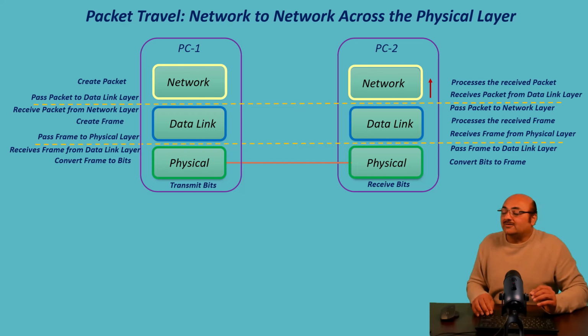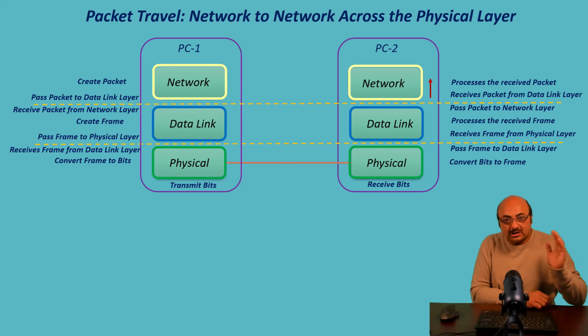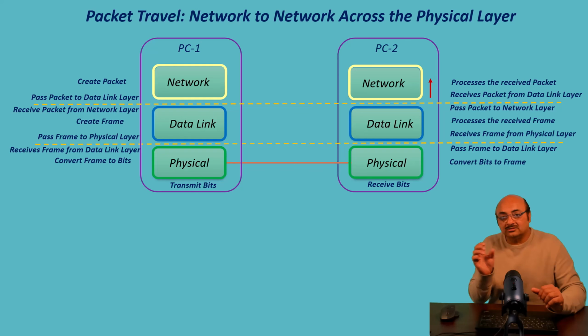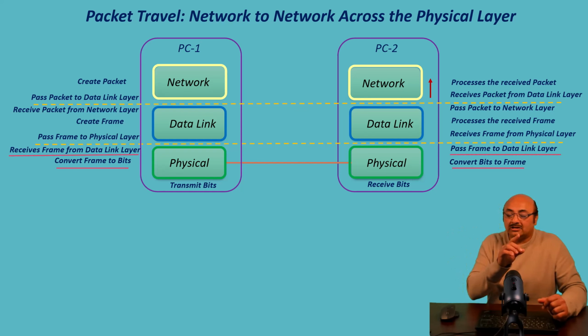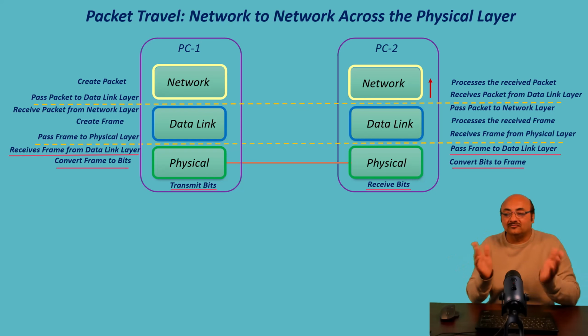Now, if you notice and go into the details of what I have presented on both the transmit and receive sides, you can see that the same layer is performing opposite functions. Let's focus on the physical layer first. Convert frame to bits, convert bits to frame. Receive frame from data link layer, pass frame to data link layer. Transmit bit, receive bit. So opposite functions.